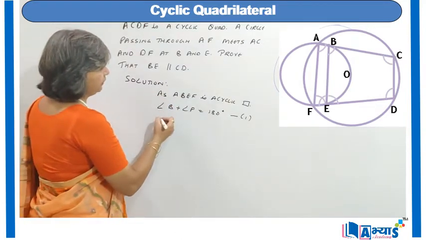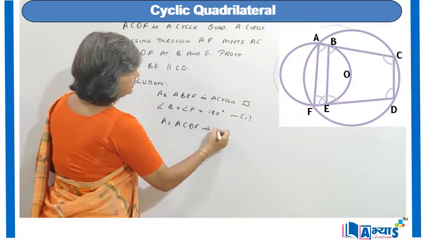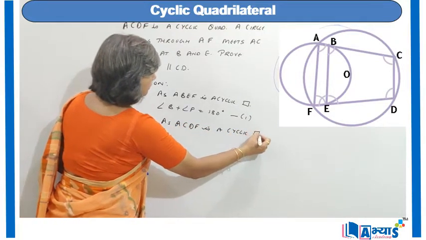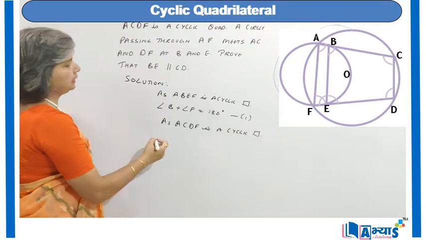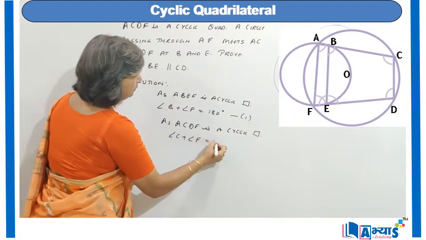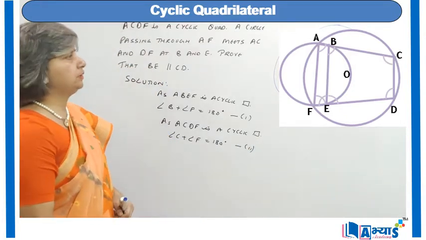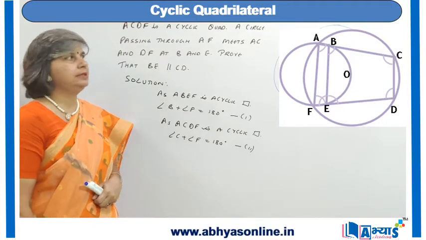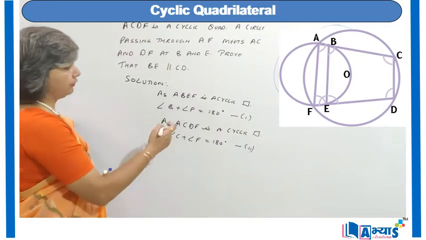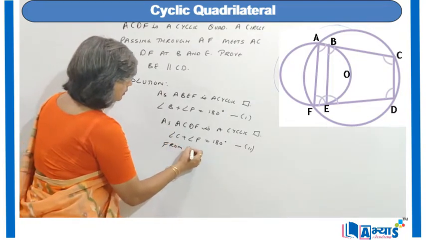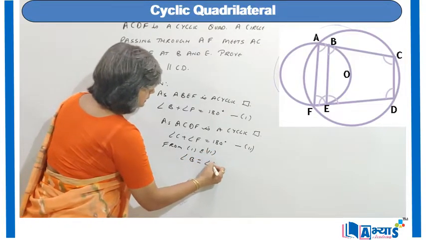Now similarly, as ACDF is a cyclic quadrilateral, because it has been given to us, we can say that angle C plus angle F is equal to 180 degrees. Let us mark it as equation 2. So from equation 1 we get angle B plus angle F is 180 degrees, and from equation 2 we get angle C plus angle F is equal to 180 degrees. So from 1 and 2 we get angle B is equal to angle C.